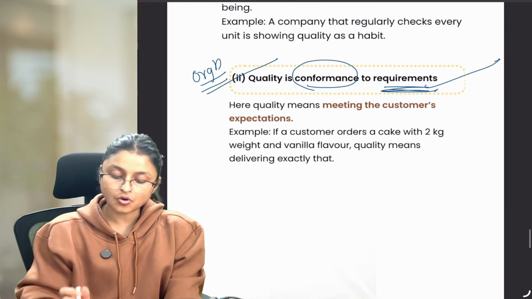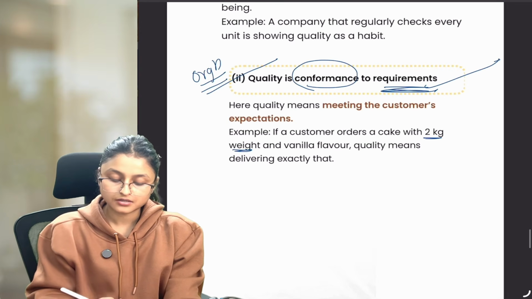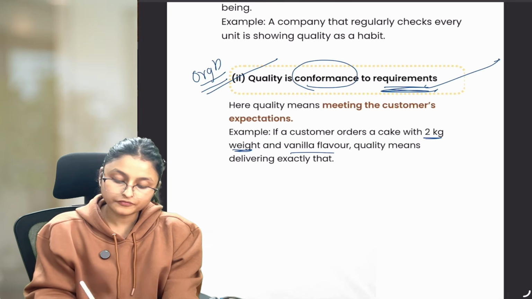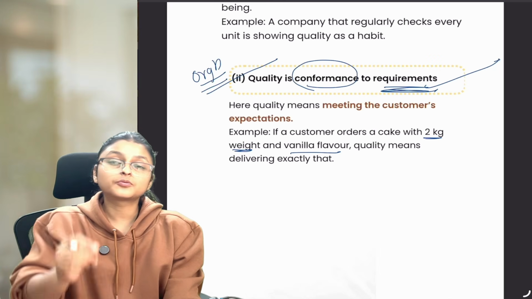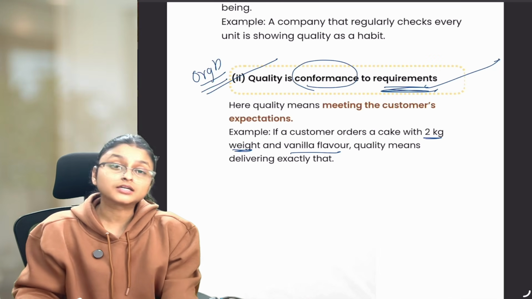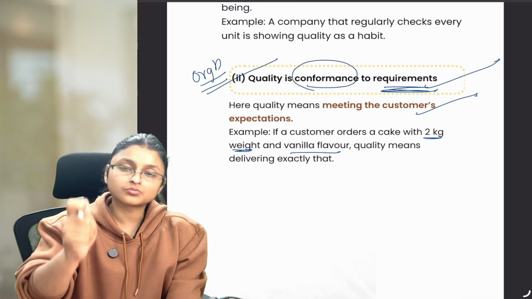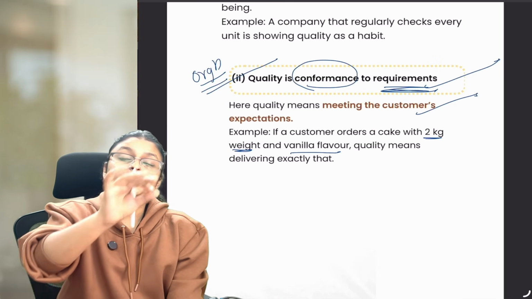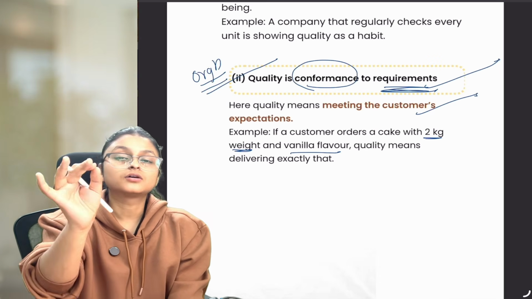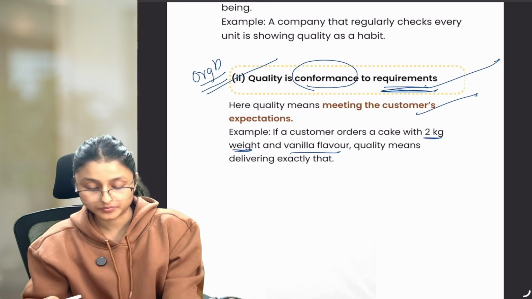If a customer has ordered a 2 kg vanilla flavor cake, then we need to provide exactly that, and that is what quality is. So to provide what the customer is wanting, if you are able to provide exactly that, then that also will be treated as a quality product.